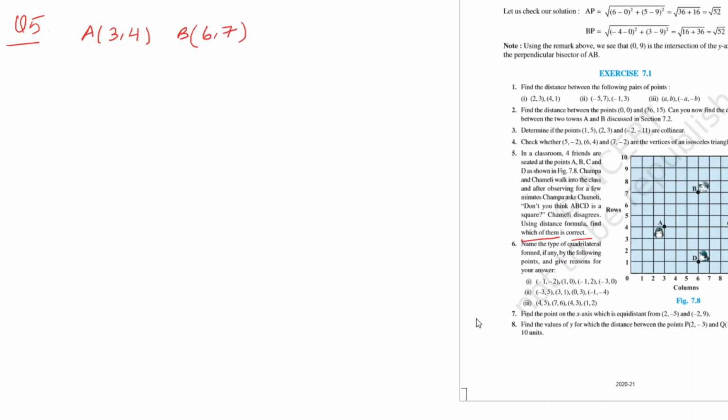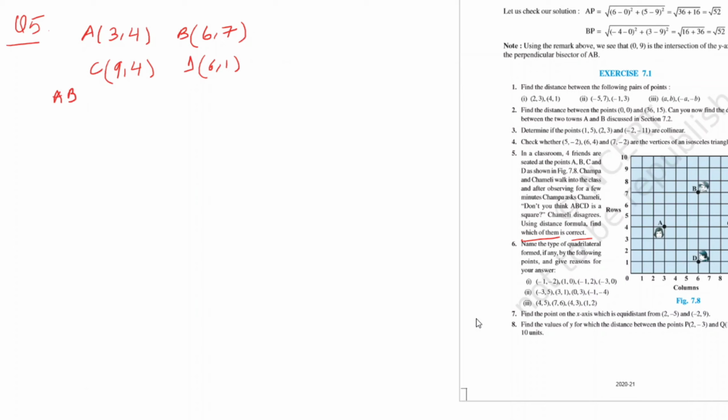Now comes C, the coordinate of C is (9, 4). And the coordinate of D, you can see, the x coordinate is 6 and the y coordinate is 1. So this is (6, 1). Clear? Now what we have to do, we'll just find the length AB.